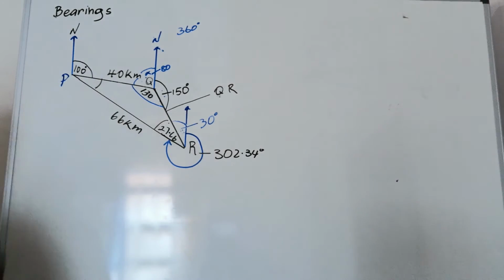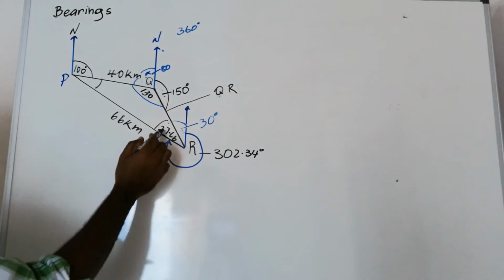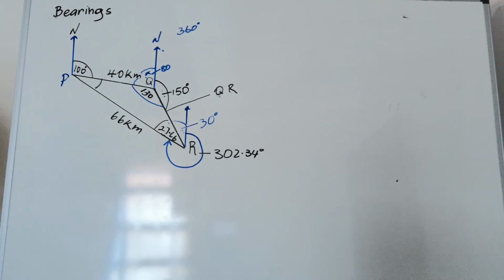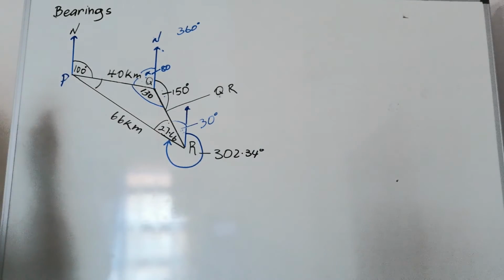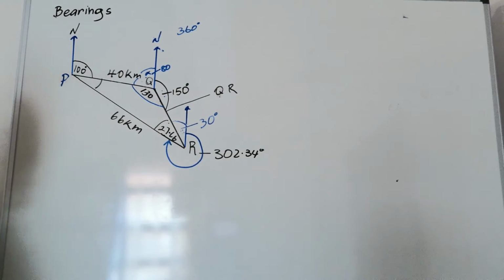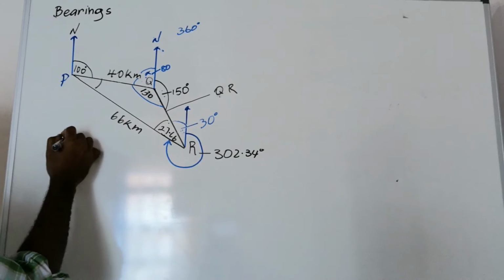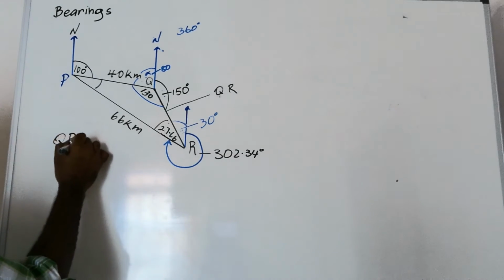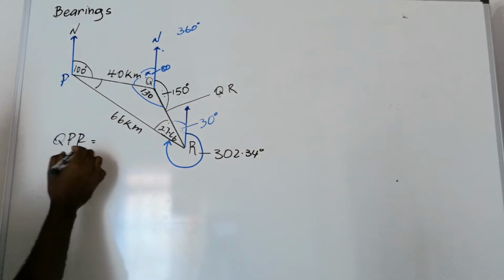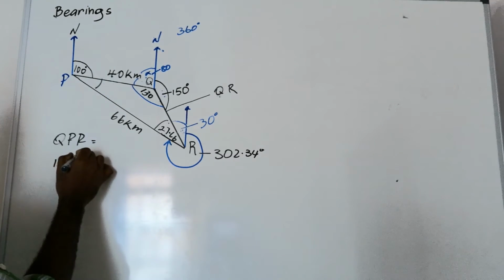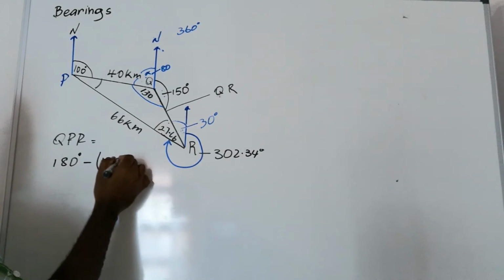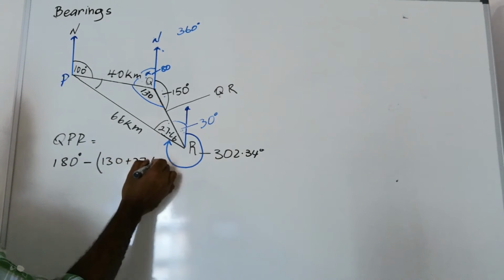So let's go. How can we find this angle here? We know that this is 130. We know that here is 27.66. So to find the missing angle in a triangle, we add up the two given angles and subtract from 180 degrees, since the sum of the angles in a triangle is 180. So angle QPR is equal to 180 degrees minus 130 plus 27.66.